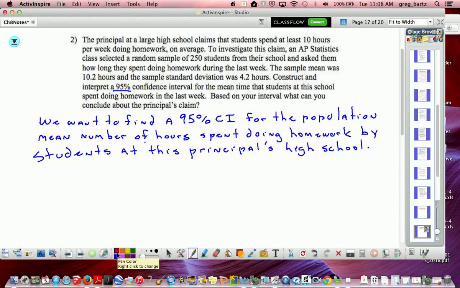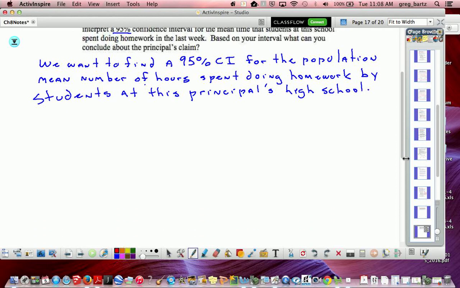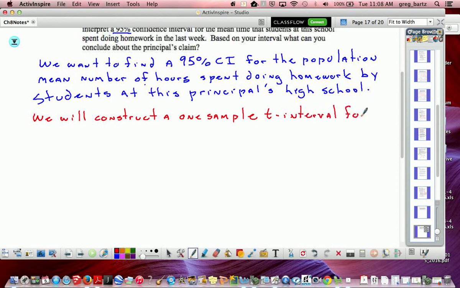All right, so we have our state, now we do our plan. So we want to know what type of interval we're doing and go through all the conditions. So we will construct a 1 sample T interval for a population mean, or for mu.